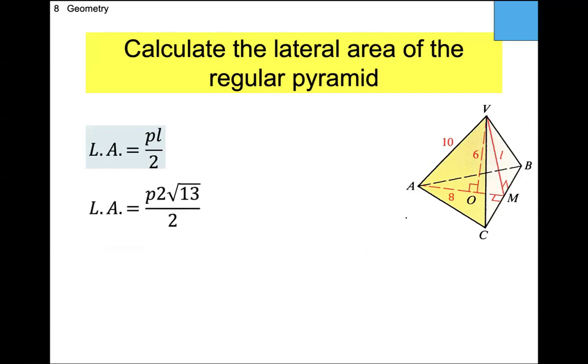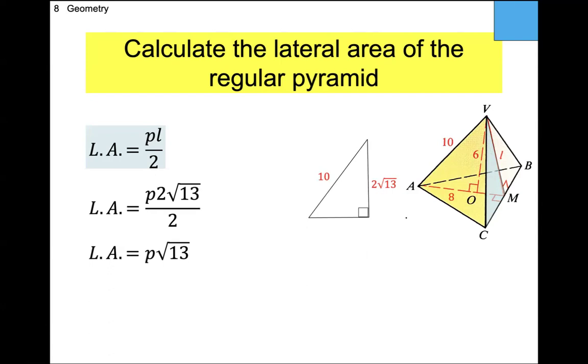Do I have anything for the perimeter? I've got nothing, right? Oh, by the way, I'm just reducing that fraction. 2 divided by 2 cancels, so I'm left with P times root 13. So we're back to, hey, what is the perimeter? So I'm going to reach for that triangle right there. I know the slant height was 2 root 13. I know that all the edges are 10, so I can calculate CM there just by doing the Pythagorean theorem again.